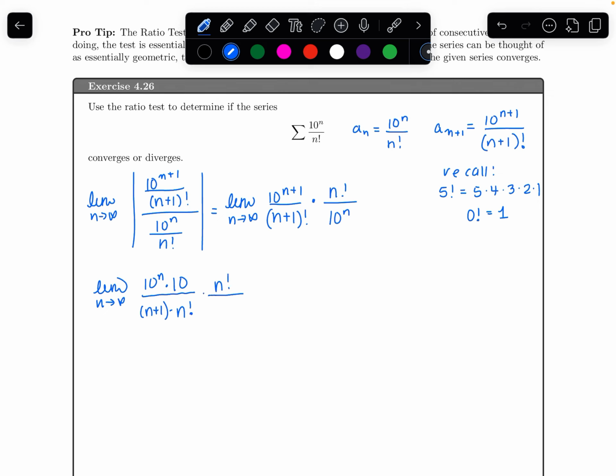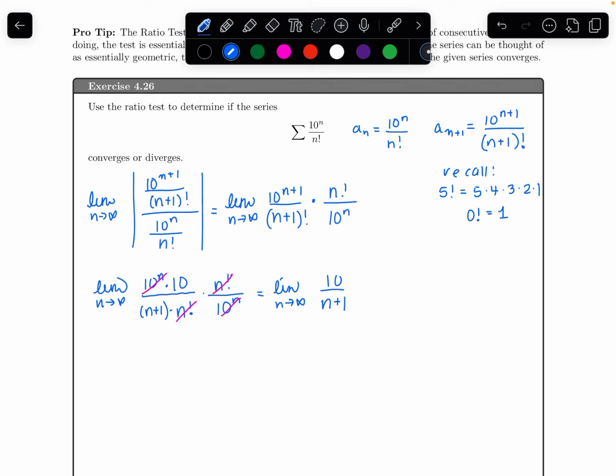This will allow me to cancel out the factorials because we don't really know how to take limits of those. And this is kind of the goal behind the ratio test, is it gets rid of these factorials. It gets rid of these exponentials. And now what we're left with is the limit as n goes to infinity of 10 over n plus 1.